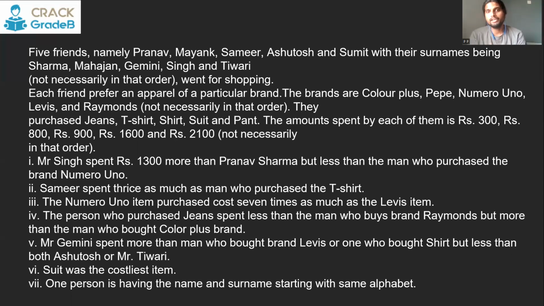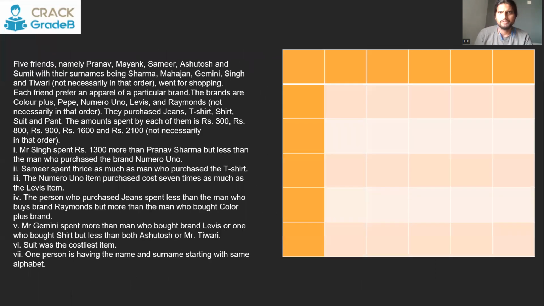On one side, we can write the names, and then there will be apparels. Or we can just make a table like this. Here, we are going to write names, then surnames, then brand, then apparel, and then price. And there are 5 people, so we'll make 1, 2, 3, 4, 5 rows like this. And we'll go statement by statement. The statements start from this part.